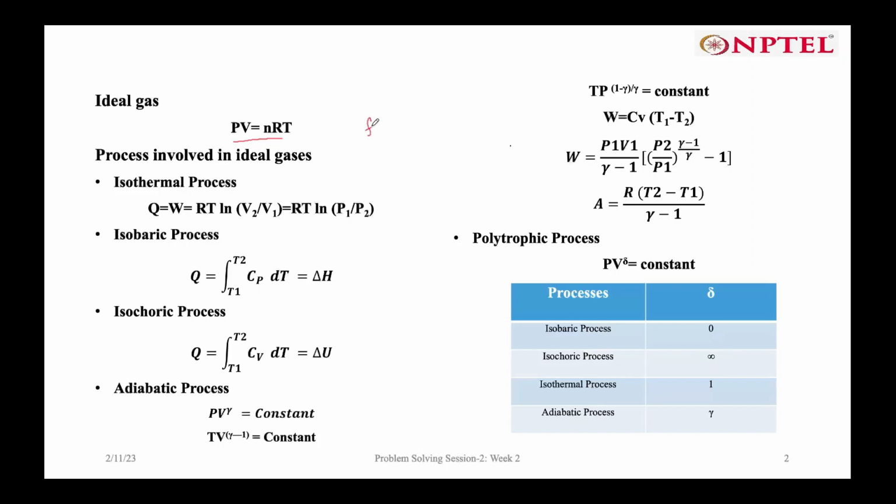There is also another equation of state applicable for the ideal gas, that is, PVT is equal to 0. This is a simple equation of state applicable for ideal gases. Here R is the gas constant, n is the number of moles, P is pressure, V is volume, and T is the temperature. There are a number of processes involved in ideal gases, such as isothermal process, isobaric, isochoric process, adiabatic process. Starting from the isothermal process, isothermal means temperature constant.